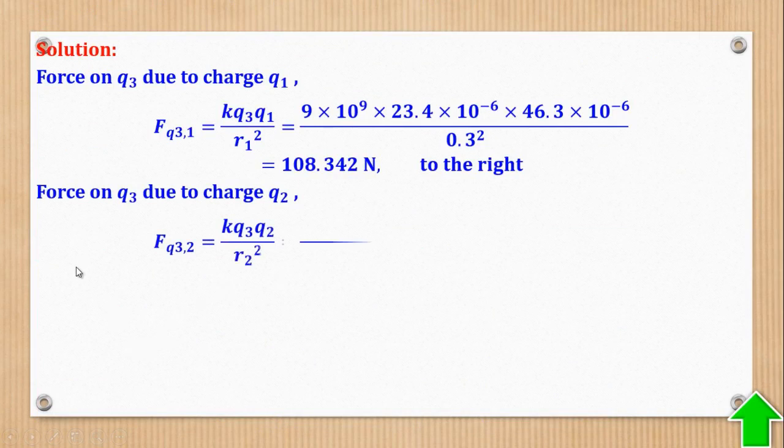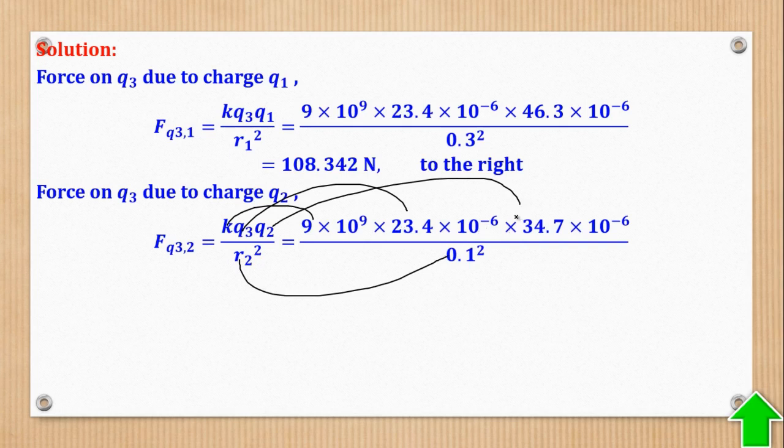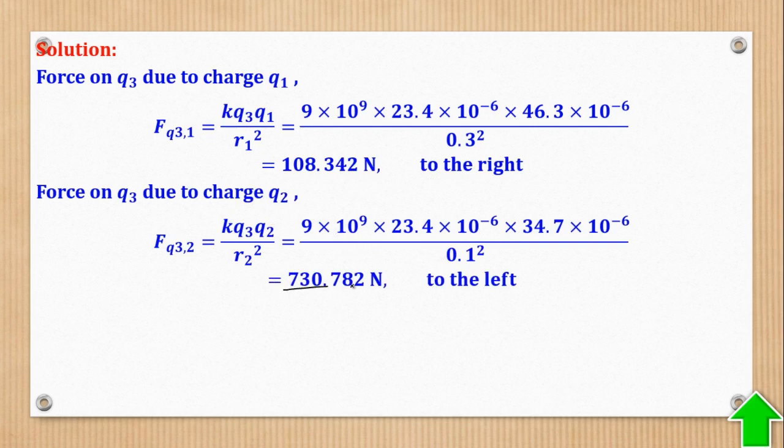So I shall come here and write that force on Q3 due to charge Q2 is K, which is there, Q3 there, Q2 which is there, and separation which is that squared. But realize that I'm not putting a negative because we are interested in the magnitude for the calculation. Then we use the law of electrostatics to get the direction. So when I use the calculator, I'll come up with this, and then I have to give the direction to the left as we have seen in the question. So now I have one force to the right, and another force to the left.